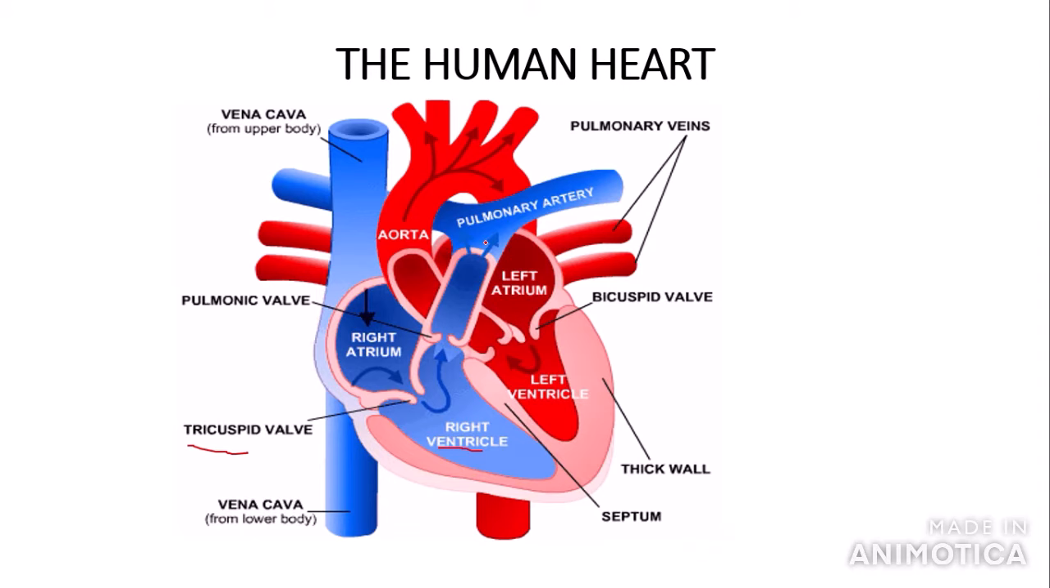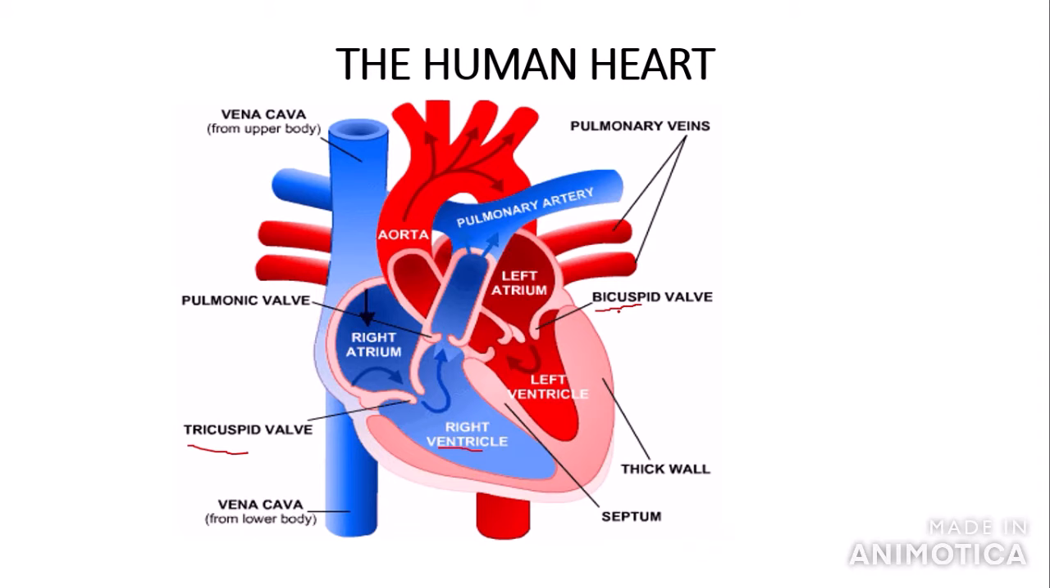And the oxygenated blood then enters the left atrium via the pulmonary veins, and then enters the left ventricle via the bicuspid valve. It's important that you don't get confused between bicuspid and tricuspid. There's not really a way to remember it, so you just need to memorize this. The left ventricle blood then enters the aorta, which is then pumped around the whole body.